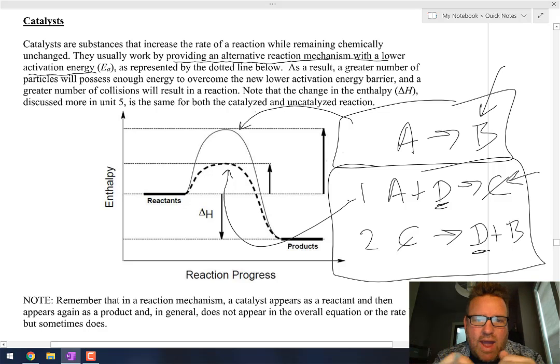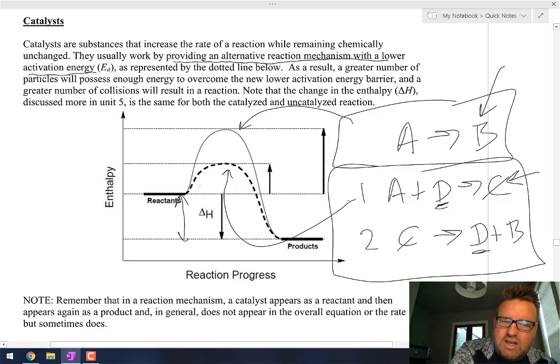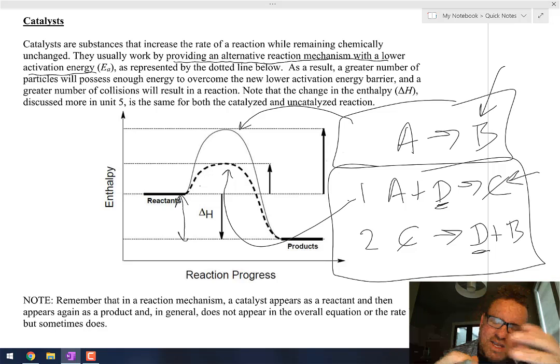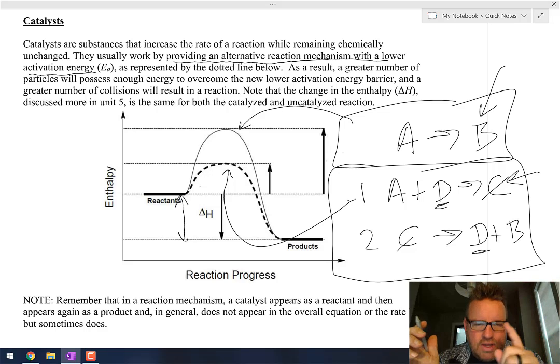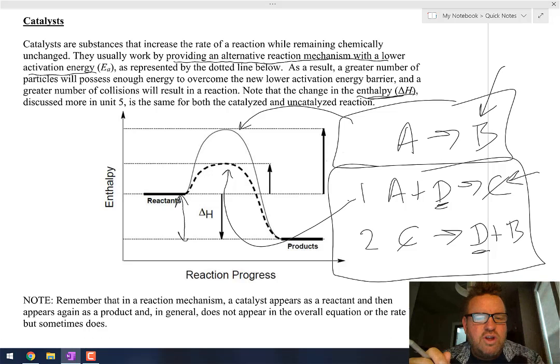And so if it has a lower activation energy, then more particles have enough energy to overcome this new lower activation energy barrier, and a greater number of the collisions will be successful, which will result in a reaction. Notice that the overall energy change from here to here does not change. When you add a catalyst, it does not become more exothermic or less exothermic or endothermic. The energy change, or in this case, we're going to call it the enthalpy when we get to Unit 5, is the same whether it's the catalyzed version of the reaction or the uncatalyzed version.